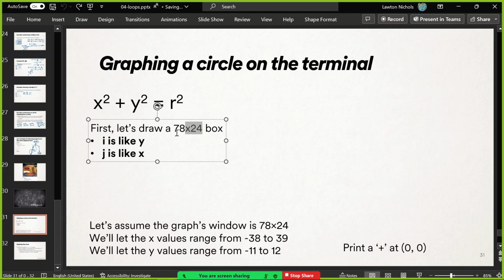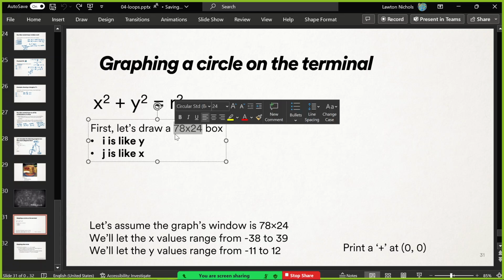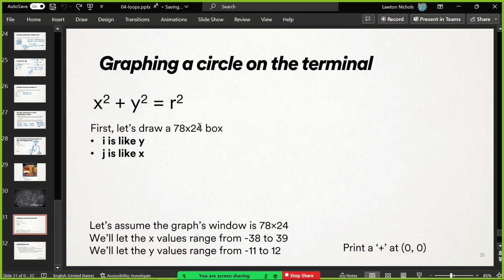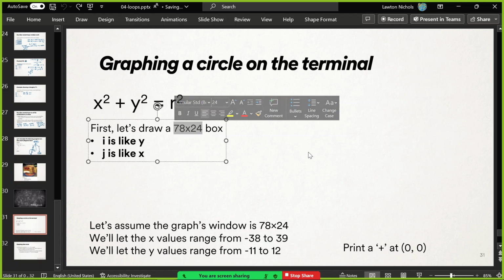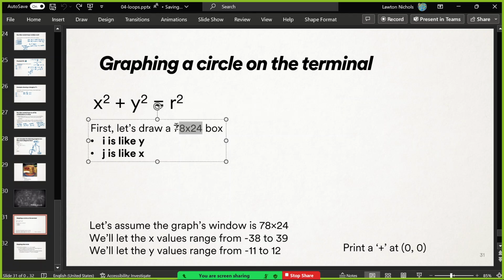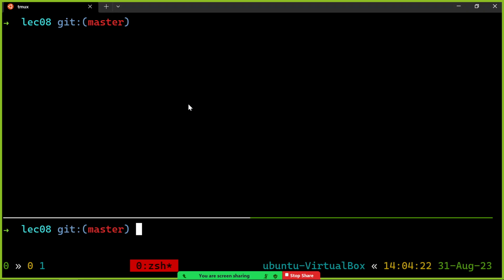The default size of most terminals is like 80 by 24. So let's graph in a 78 by 24 area. Why not? I promise it's going to be very similar to drawing a box. So let's draw a 78 by 24 box, and we're going to turn that into a circle. Let's do that first. I'm going to call this program graph.